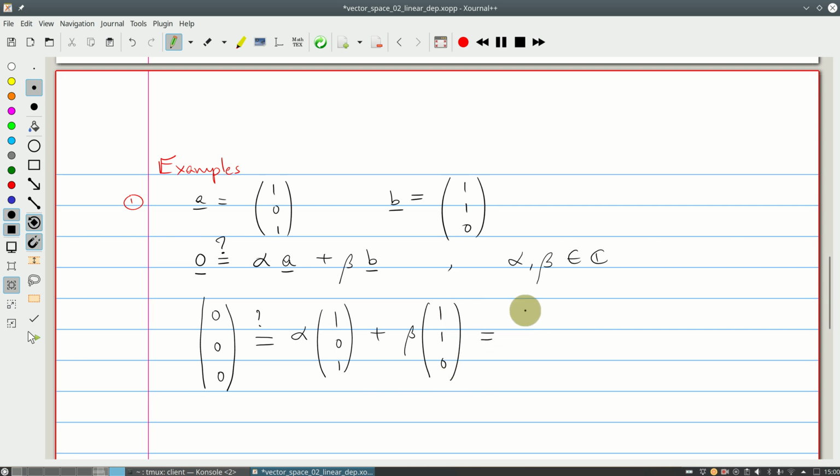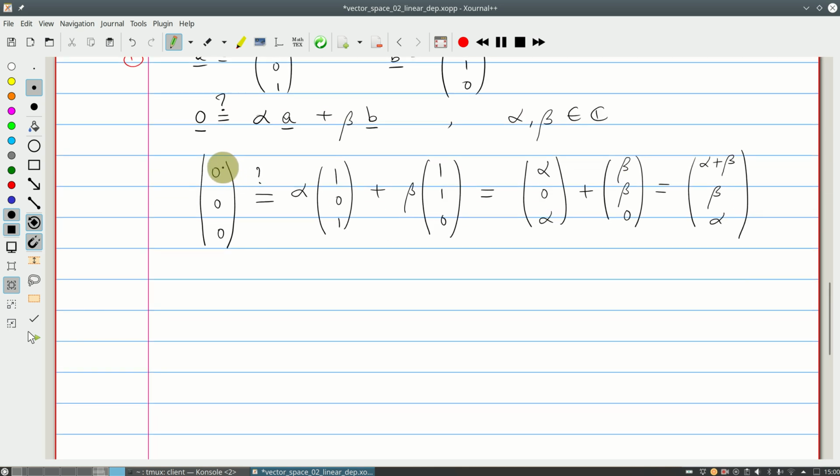This itself is simply equal to (alpha, 0, alpha) plus (beta, beta, 0), and now we can add these two together to give us alpha plus beta as the first element in this vector, 0 plus beta, which is just beta, alpha plus 0, which is alpha. Now what this means is that if the 0 vector is to be equal to this, then we must identify the terms. So 0 is equal to alpha plus beta, 0 is equal to beta, and 0 is equal to alpha.